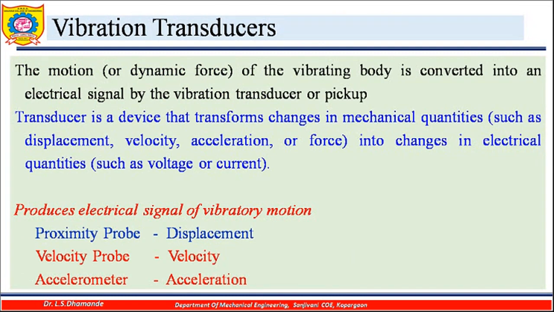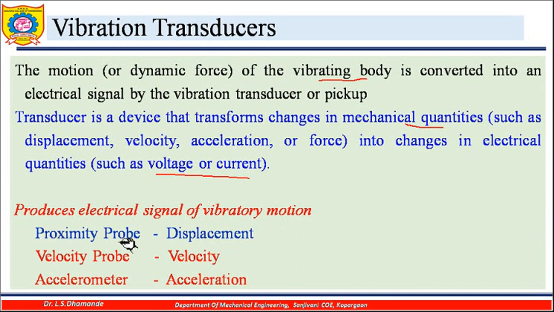So the motion or dynamic force of the vibrating body is converted into an electrical signal by the vibration transducer or the pickup. Whatever mechanical motion is there is converted into an electrical signal by these transducers. It is a device that transforms changes in mechanical quantities such as displacement, velocity, acceleration or force into changes in electrical quantities such as voltage or current. So it produces an electrical signal of vibratory motion.